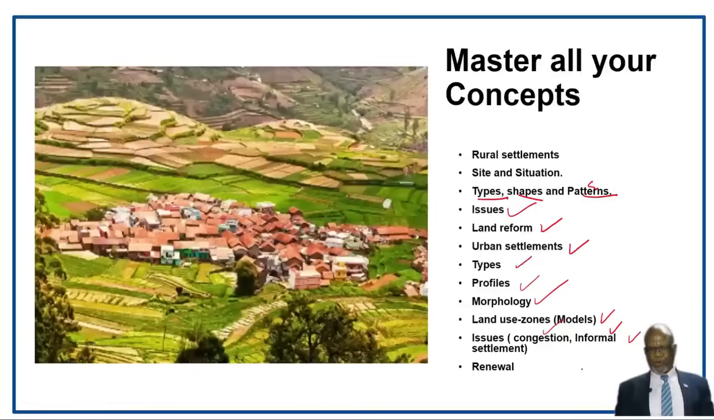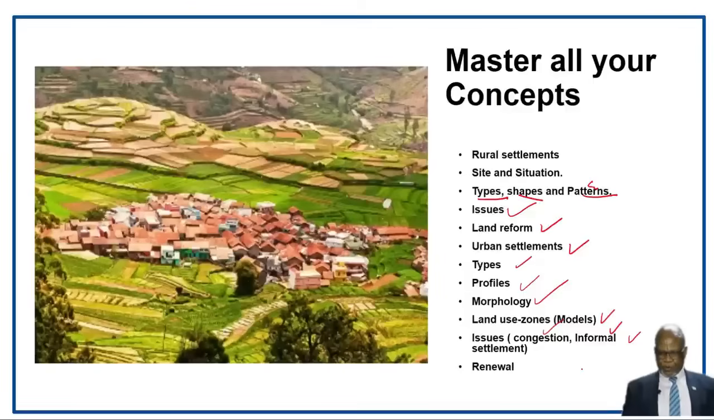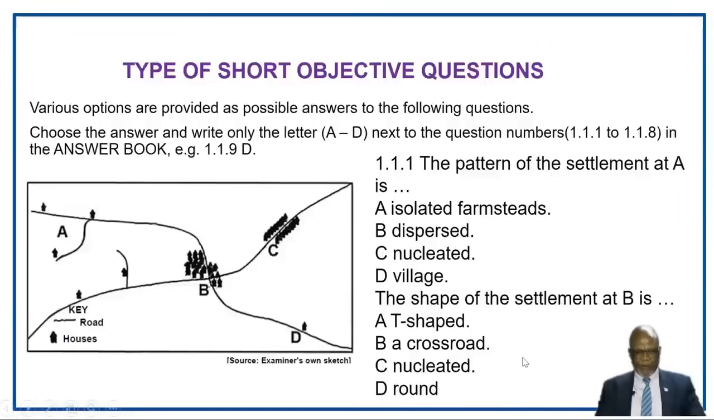So those protests, we call them the service delivery protests. So there's a number of issues that you find in urban settlements, but today we'll just focus on informal settlements, and we can also just quickly go through the traffic congestion.